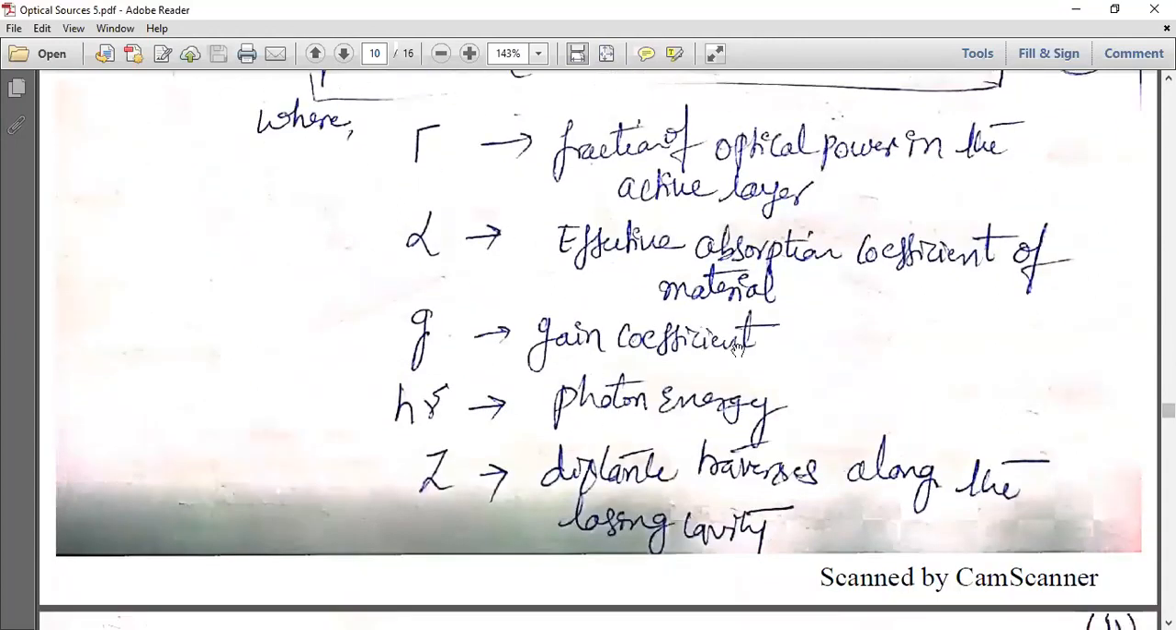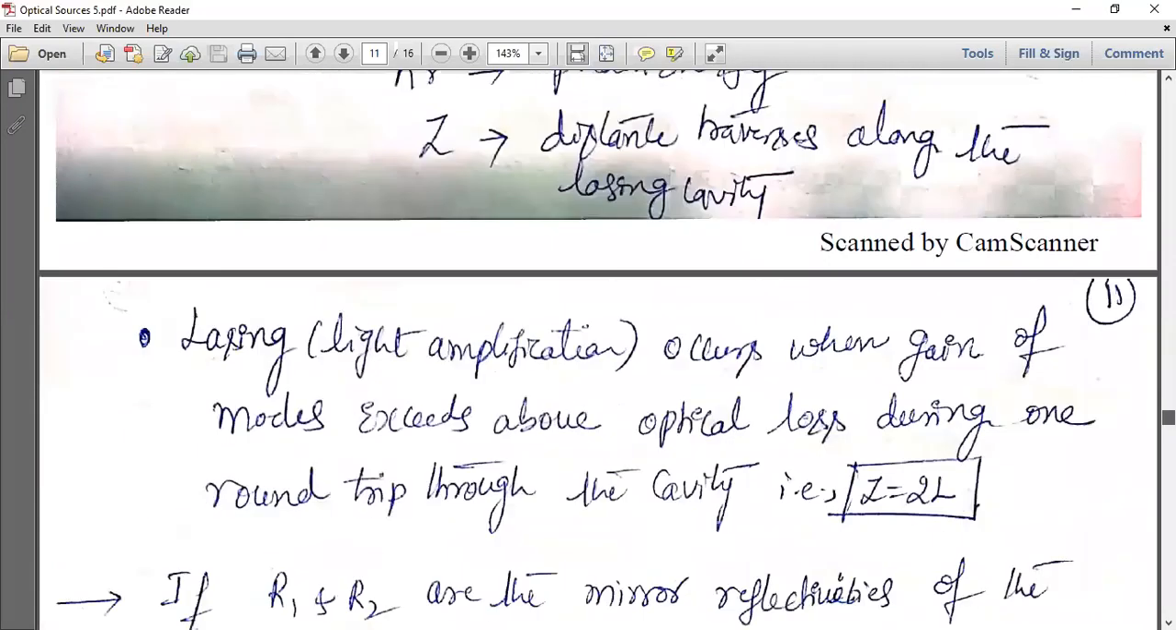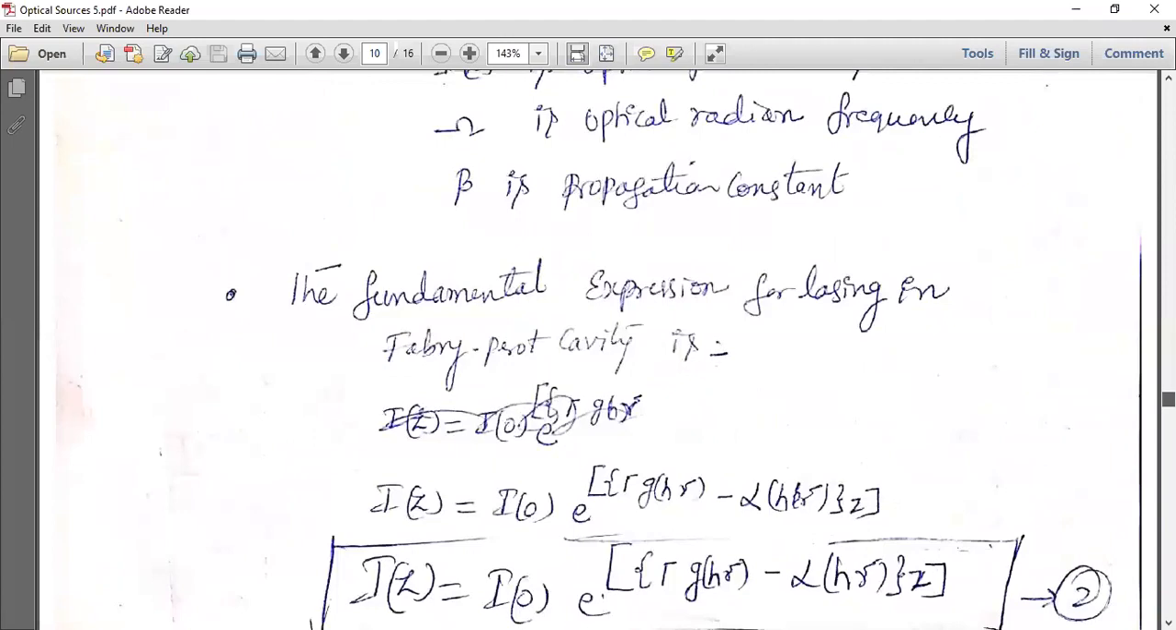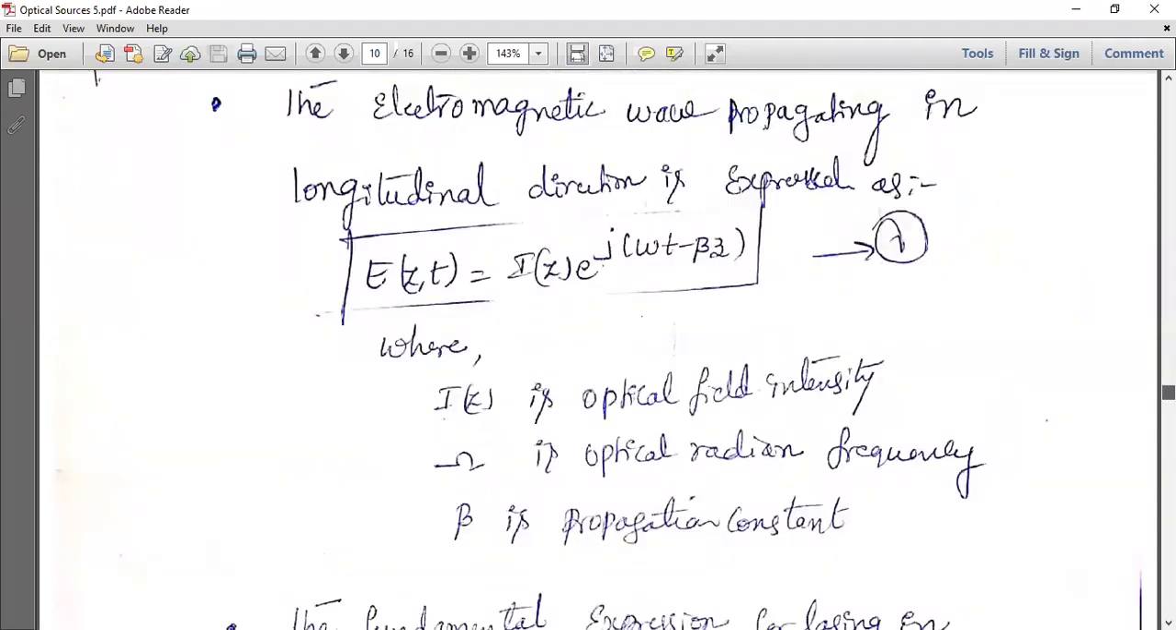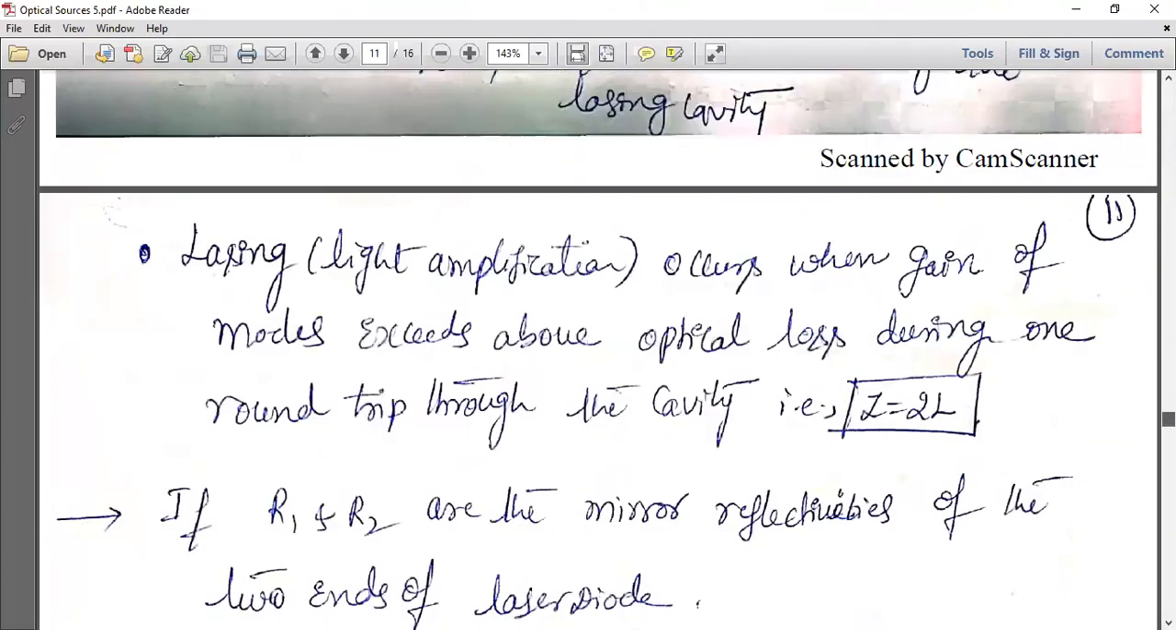Same with the gain coefficient, photon energy, and distance traversed along the lasing cavity. So those two expressions you can write. You can remember them, and if you understand, they are very easy to remember.